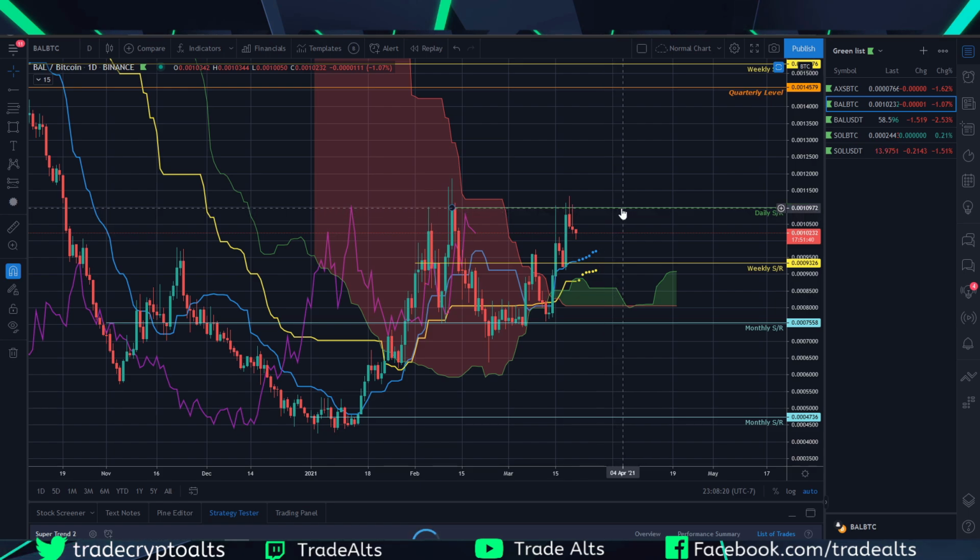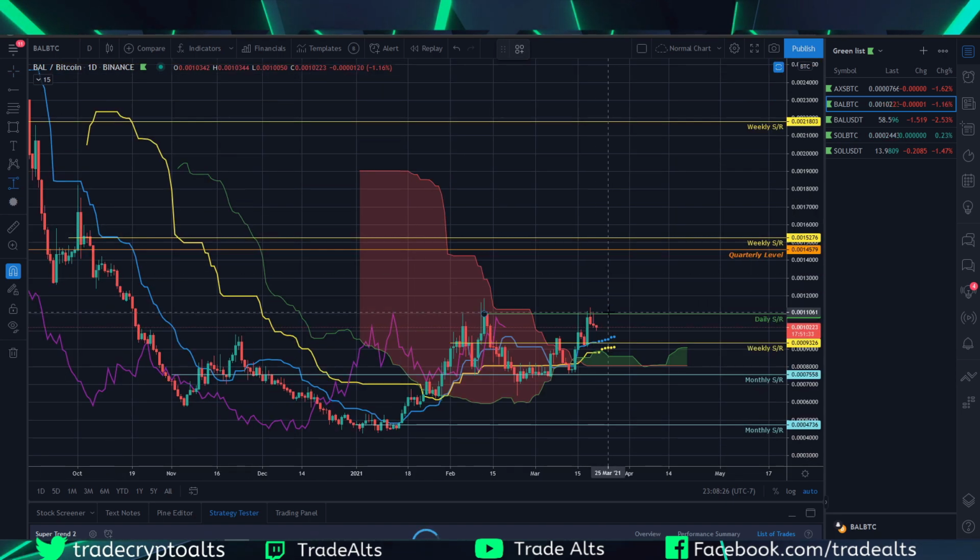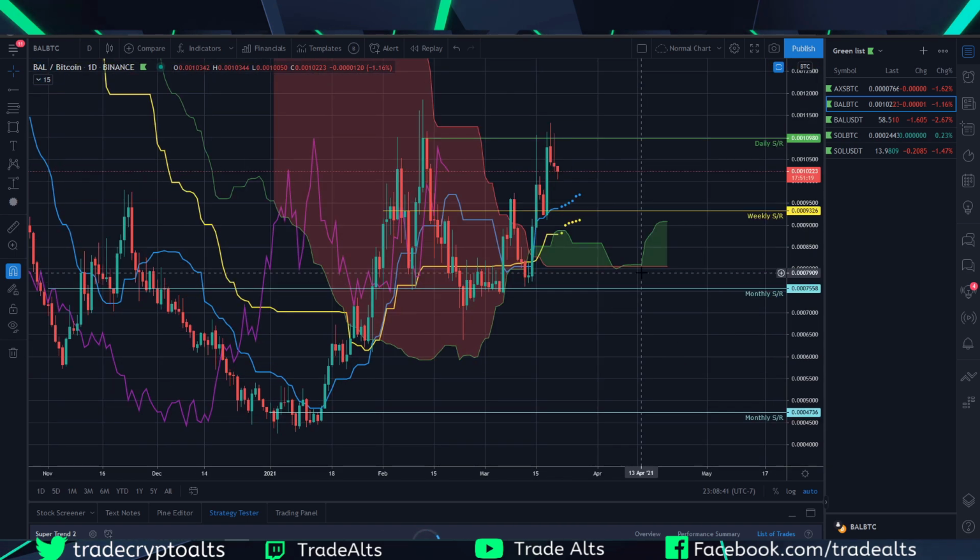It needs to clear this daily level though, and you could have a really nice move to the upside. You're looking around 30 to 40%, something like that. And these are your levels. You clear weekly, then you would be looking up to this weekly up here. Obviously you've got to clear this first, but I like the way that this looks.